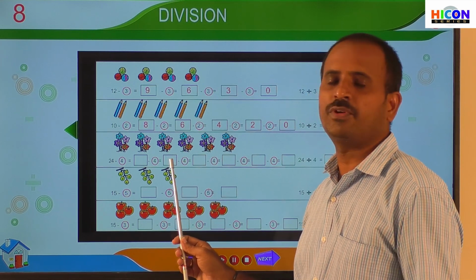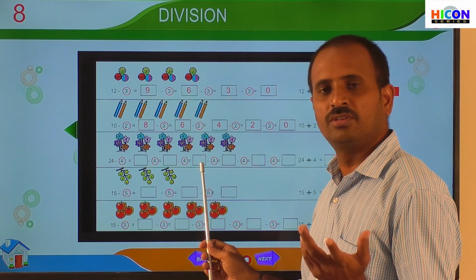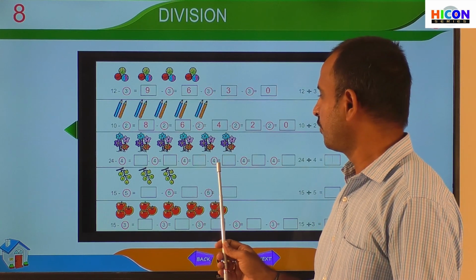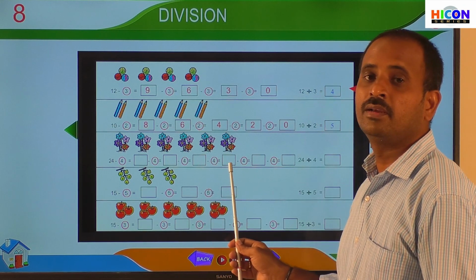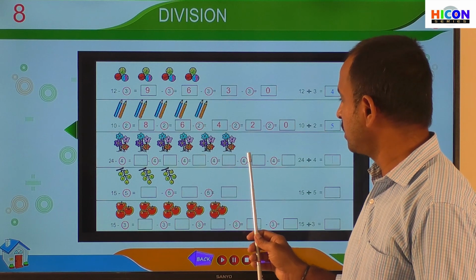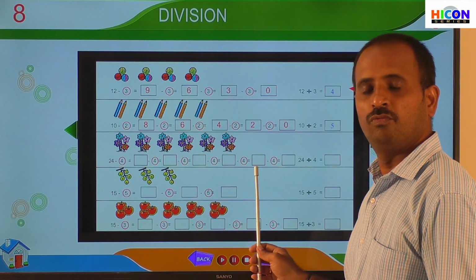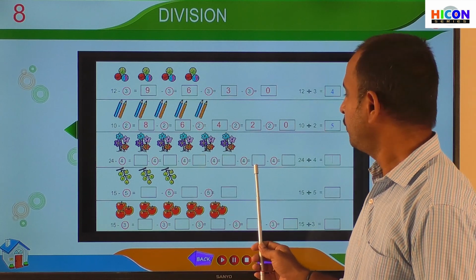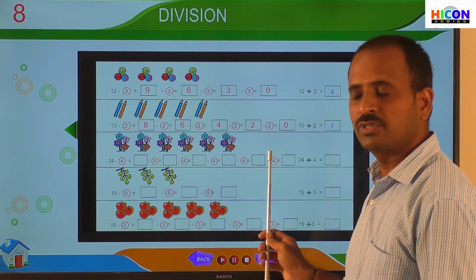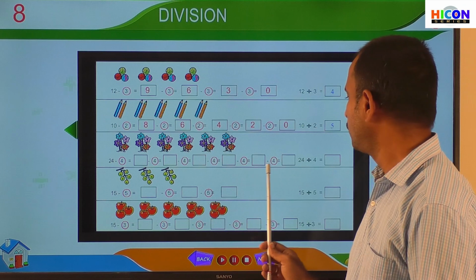If you subtract 4 from 16, how much will you get? You will get 12. But 12 is not 0. So again subtract 4. If you subtract 4 from 12, you will get 8. But 8 is not 0. So again subtract 4. If you subtract 4 from 8, you will get 4. So 4 is not 0. So again subtract 4. And if you subtract 4 from 4, finally you get 0.